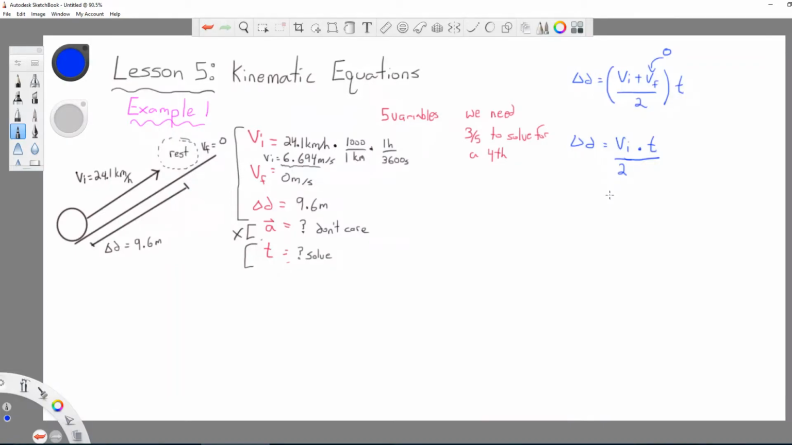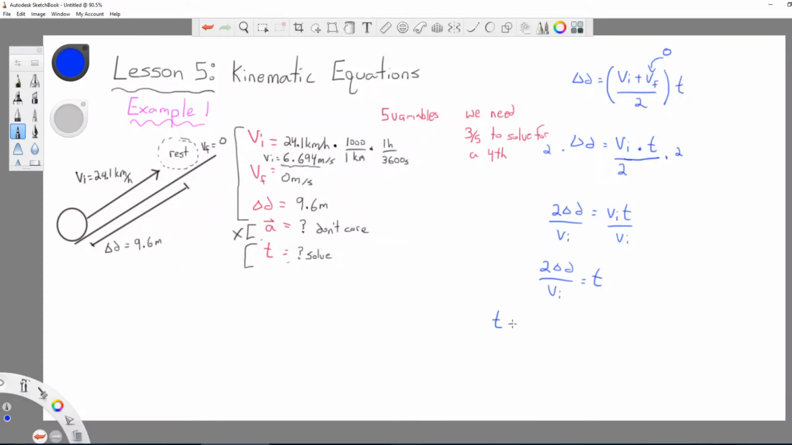Now all we have to do is isolate T and solve for it. So let's multiply both sides by 2. We're going to have 2 delta D is equal to VI T. Then we're going to divide both sides by VI. So we're going to have 2 delta D over VI is equal to T. All right, we've done it. Let's plug our numbers in and finish this problem off. I'm going to flip this T just so the formula looks like it's in a proper order here.